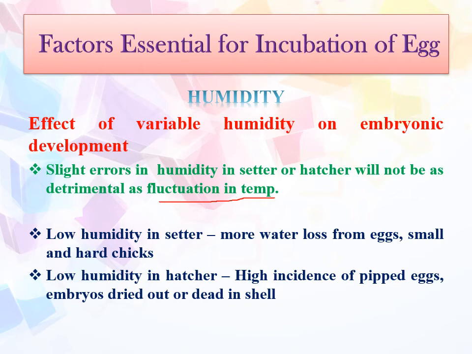We have learned the humidity inside the incubator should be 60% and in the hatcher it should be 70%. But if by some fault in devices the humidity goes down, then it will result in more water loss from the egg and small and hard chicks. If the humidity is very low in the setter or incubator, setter is the synonym of incubator, and if the humidity is low in the hatcher for the last 3 days, there will be a high incidence of pipped eggs. The embryo dries out and is dead in shell.